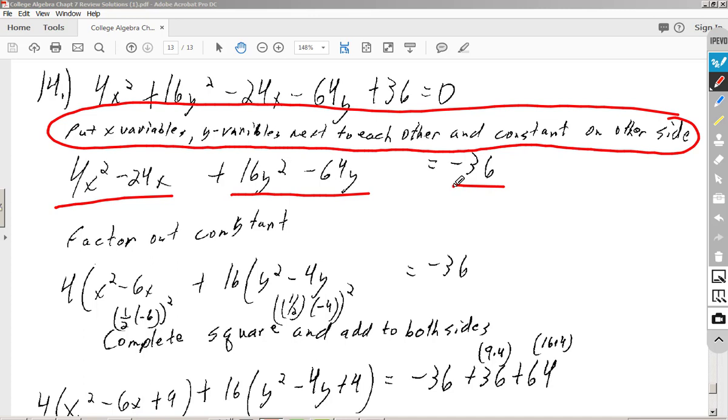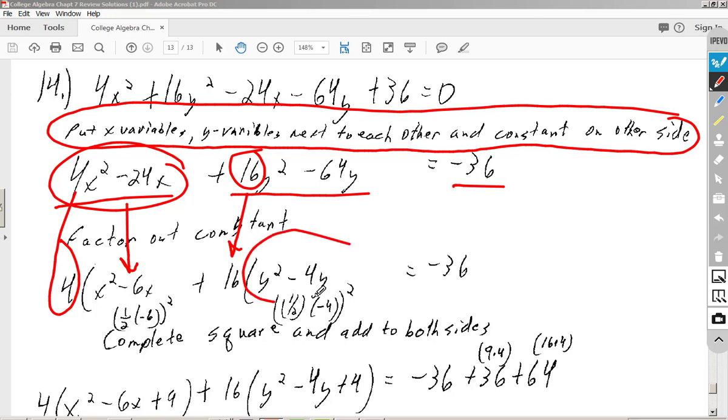I'm going to factor out my constants. So I factor out this 4, and when I do that, I'm left with x² - 6x. I'm going to factor out this 16, and when I do that, I'm left with y² - 4y. And then I move this constant to the other side, which is going to be -36.